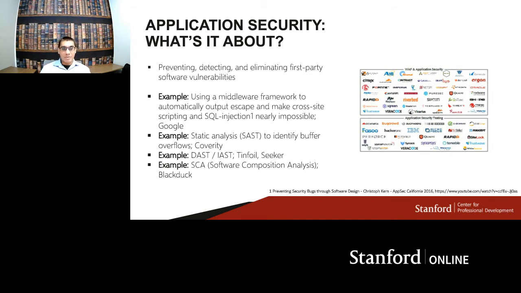There's been a whole bunch of different types of vulnerabilities, and application security is all about preventing, detecting, and eliminating such software vulnerabilities. So I'm just going to go through a few examples of what application security is about. And I'm a big fan of whenever you can design security into your systems such that vulnerabilities are not possible or highly unlikely, that's all the better.